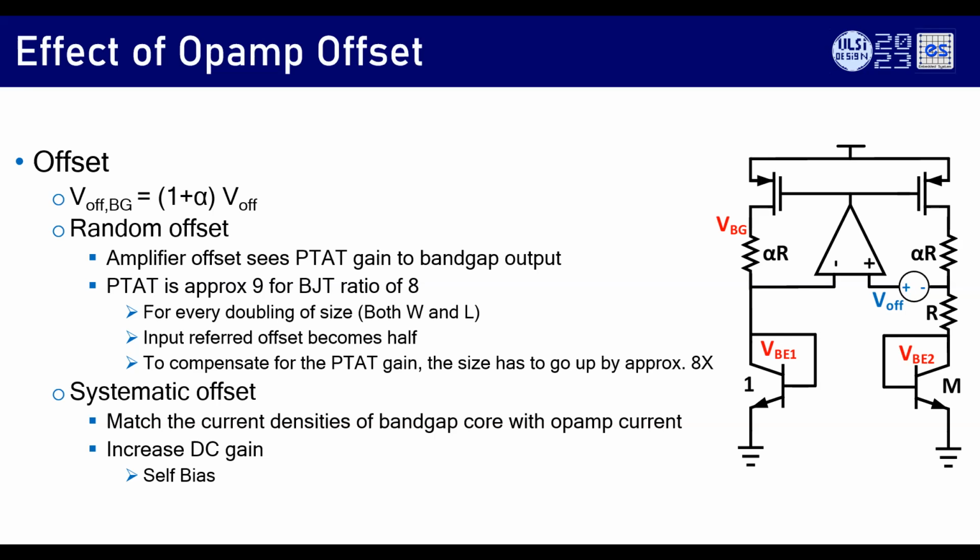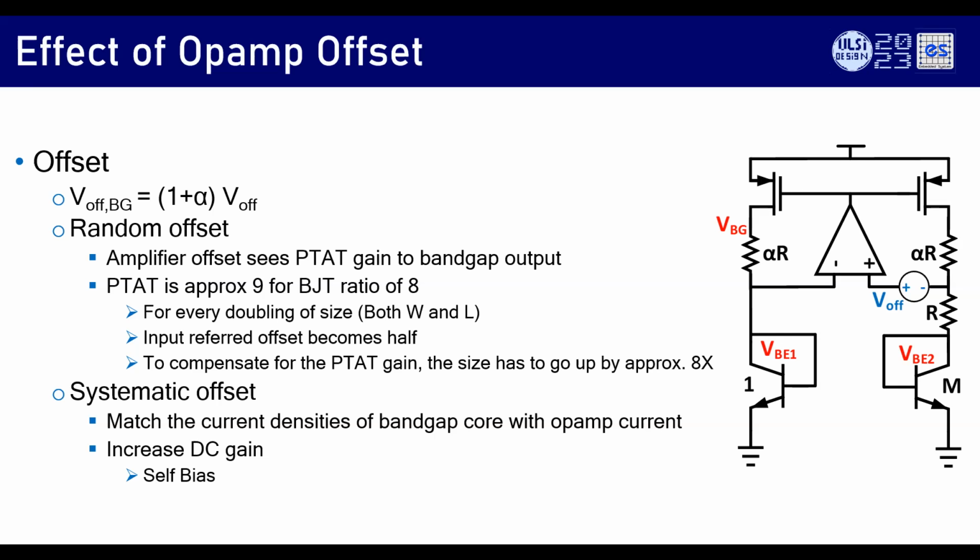So that is a big pain. For every doubling of offset, we need to increase the size of the transistors by 4x. If you want to reduce the offset from 1 milli to 0.5 milli, the transistor sizes should go 4x. Now let's say it also has a gain of 8. You are dead. It's not possible to increase the sizes. So that's a problem.